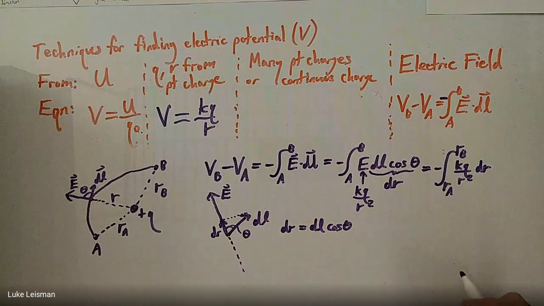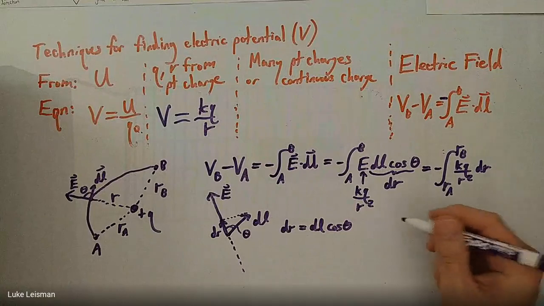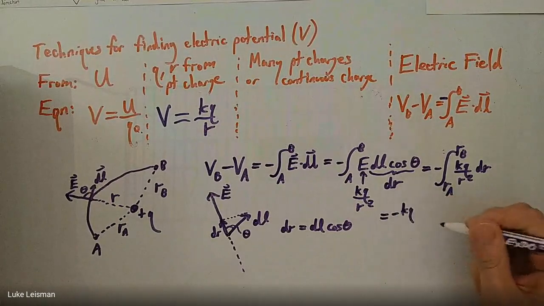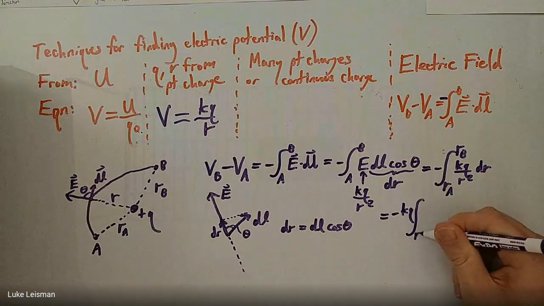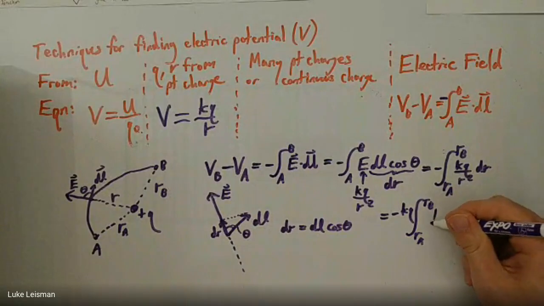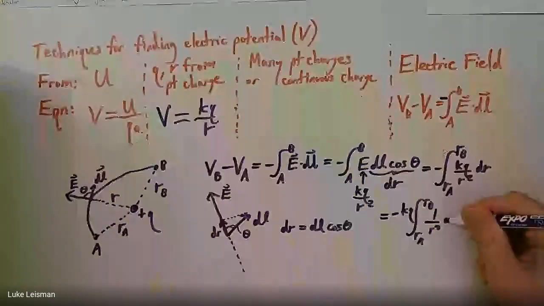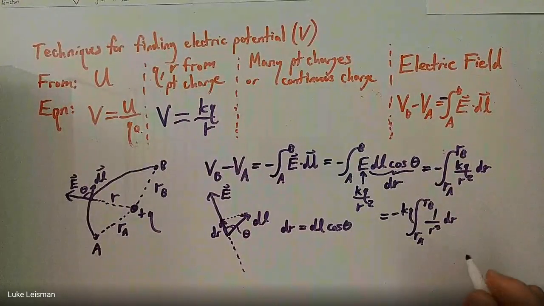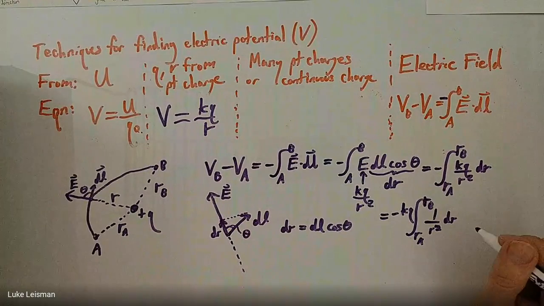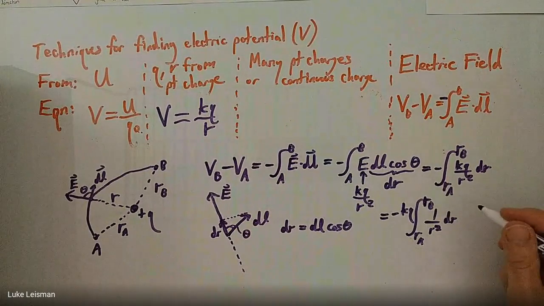So now we have to evaluate this integral. That's not too bad because K and Q are both constant. So we have minus KQ times the integral from RA to RB of 1 over R squared dr. And the integral of 1 over R squared, you've probably done in your calculus class before. The integral of 1 over R squared is just minus 1 over R, right?